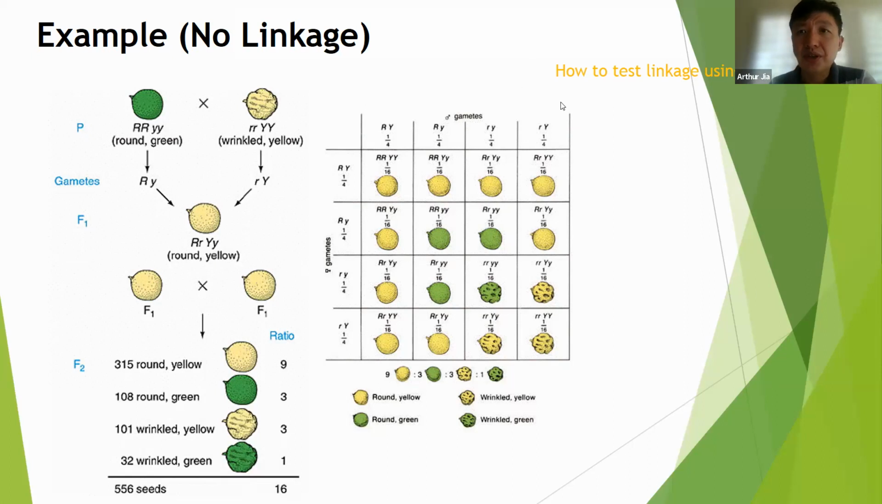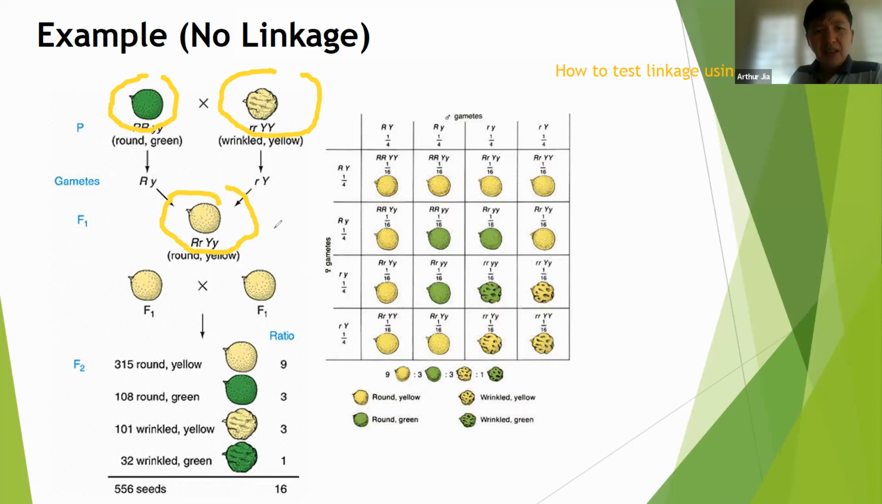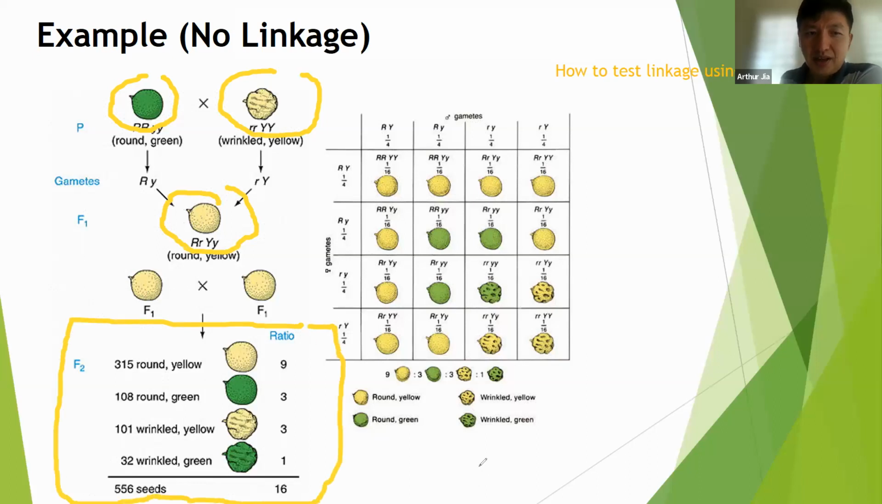So this is what we do here. We start from the two inbred lines, right? The double homozygous, and we cross these two parental lines, and we get the F1, the hybrid. And then we do the selfing of this F1, and we get this sample. See, this is called the sample.